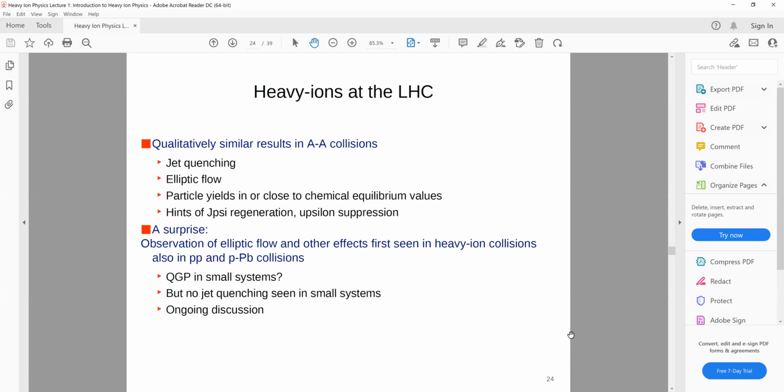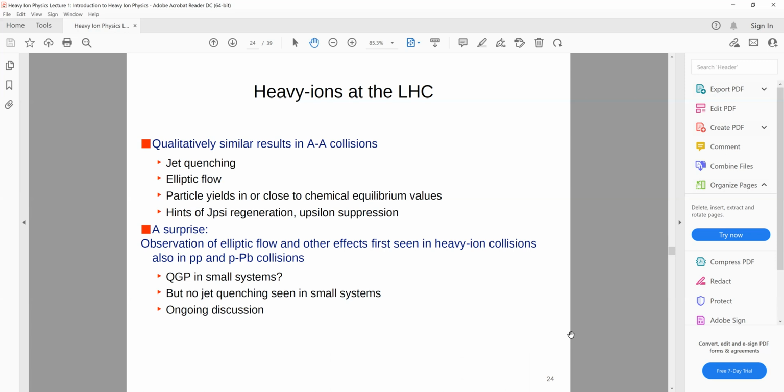And looking at the characteristics of the medium, you decide whether this medium is a partonic medium or a hadronic medium. Okay, so that is why PP and P-lead collisions are traditionally used as baseline reference measurements for your AA collisions, or heavy ion collisions.